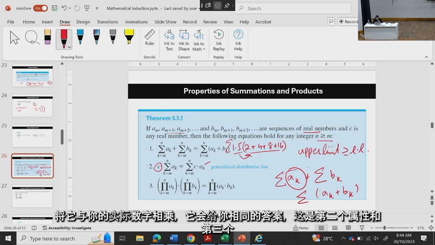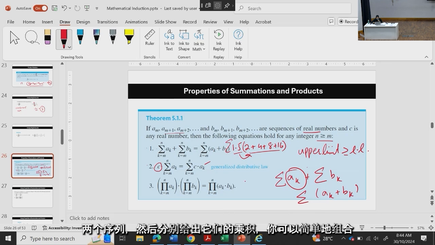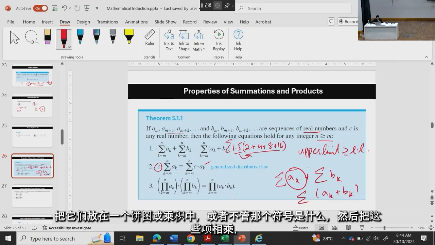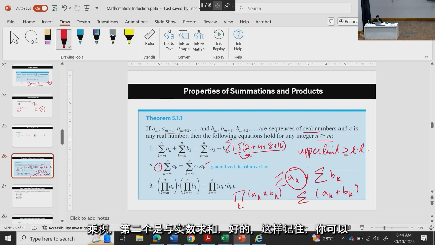This is the second property. And the third one is the same as the first one, just that it is for products, product of numbers. So if you have two sequences and you are given the product of both of them separately, you can simply combine them in one pi or product notation and multiply these terms. It will give you the same answer. This is the third property. First for summation, third for product, second one is for summation with a real number. So remember like this.